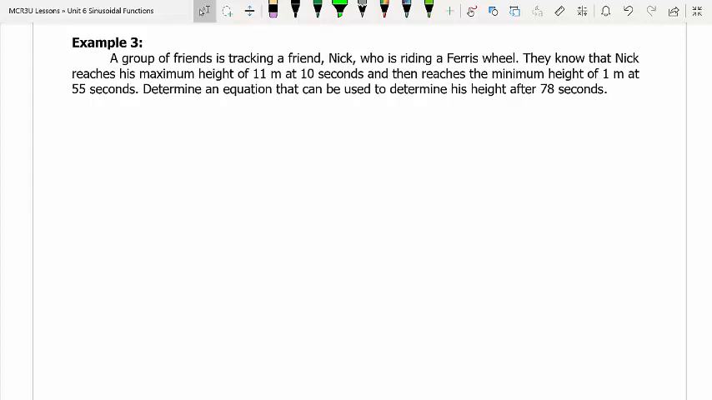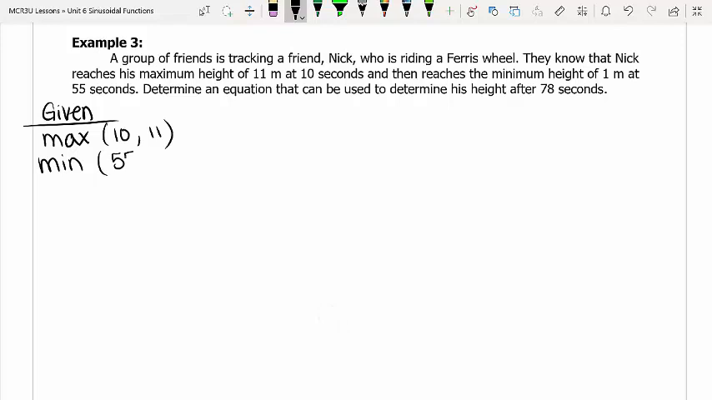So in order to determine our equation, we need to come up with our A, Q, K, and P values. Okay, so the only thing that we are given is the maximum point, which occurs at 10 seconds, and he gets to 11 meters. And we know that the minimum occurs after 55 seconds. He gets to a height of 1 meter. Okay, so we can find our Q value. So Q is going to be the distance that's halfway between the max and the min. So 11 plus 1 divided by 2, which equals 6. So our Q value is 6.